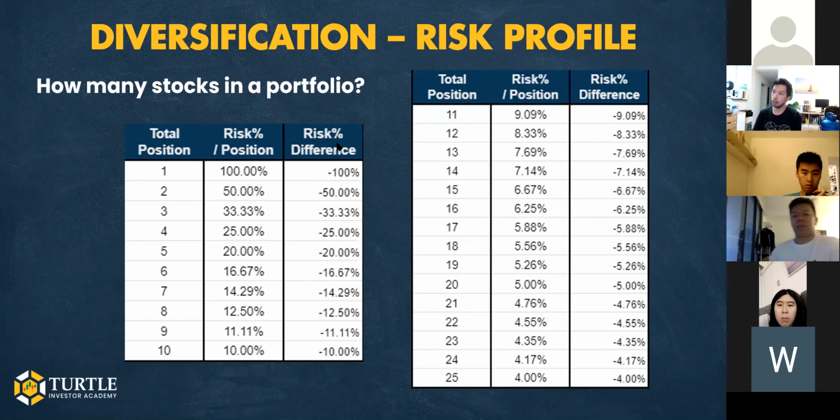So when you see that risk difference, every time we increase the total position, the risk does reduce. However, we start encountering what we call diminishing returns, which is that the risk difference from an extra position doesn't really help. It's not giving a lot of benefit when it goes beyond, let's say, 15 to 20 or 25, right?